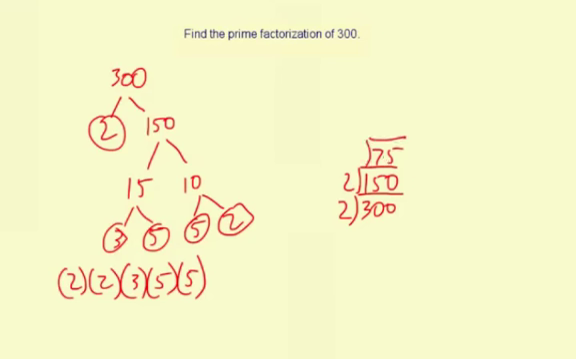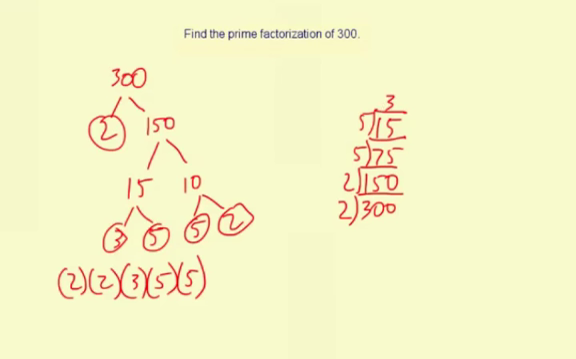Now this number ends in 5. It's not even anymore, so I can't take out another 2. But I can take out a 5 because it ends in 5. So 5 goes into 75. It's going to be 15 times. And remember, you can use a calculator to help if you want, or you can write out the long division. Now 15 is 5 times 3. 3 is a prime number, so I'm done. These are all the prime factors, 2, 2, 5, 5, 3.